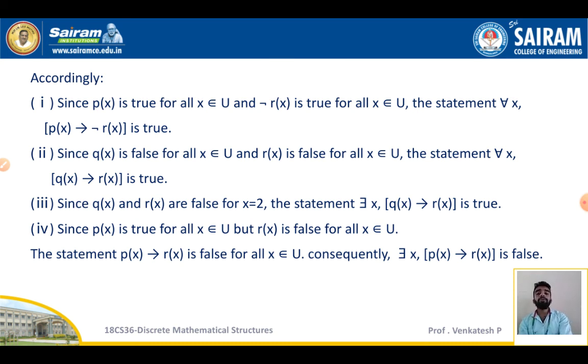Next one, since p of x is true for all x belonging to U but r of x is false for all x belonging to U, the statement if p of x then r of x is false for all x belonging to U. Consequently, there exists x, if p of x then r of x is a false statement here.